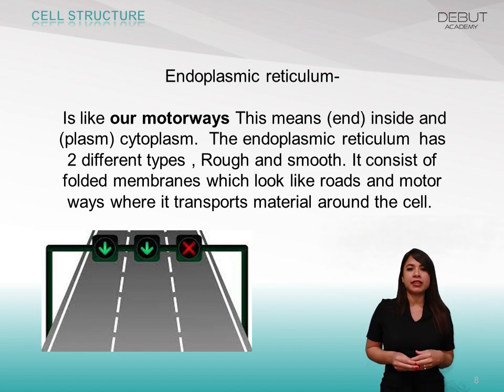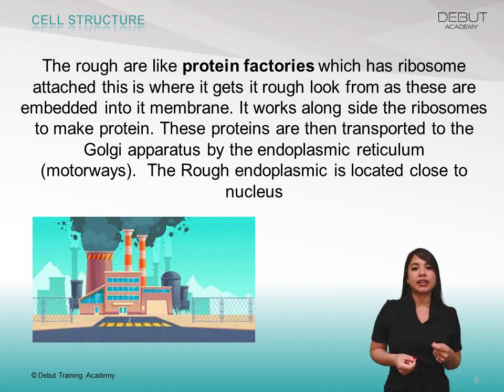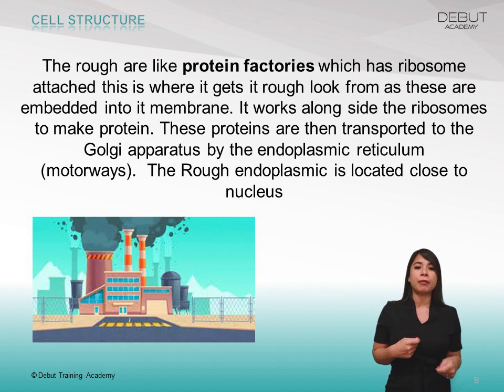Now there are two types of endoplasmic reticulum. We have the rough and we have the smooth. So we're going to now be looking at the rough endoplasmic reticulum, and I think of these as our protein factories, where they produce the protein that our cells need. They work alongside the ribosomes, and the ribosomes are attached, and that's where they get the rough look from, and the name as well. What happens is the proteins then get delivered to the Golgi, which are then transported by the endoplasmic reticulum. And like you remember me saying in the previous slide, that's like our motorways.